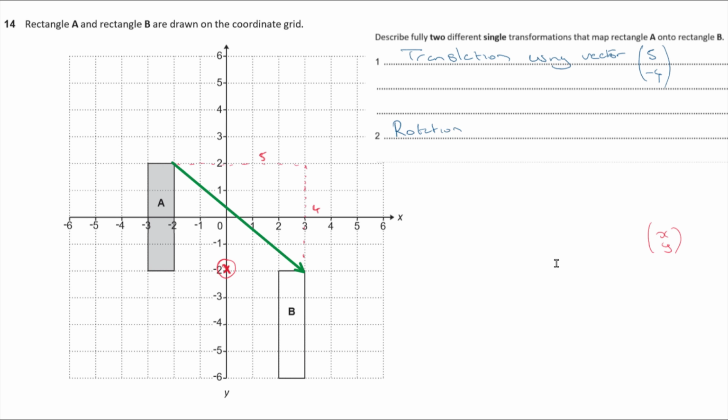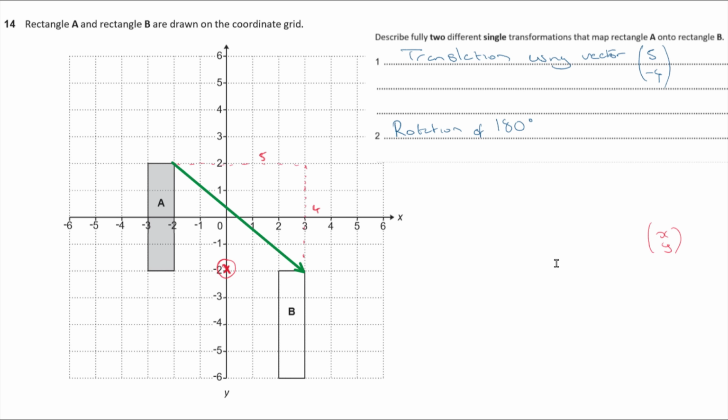Now, to describe a rotation, you need to name three things. You have to say it's a rotation. You need to say about which point and how far. So how far am I rotating? It's 180 degrees. Now, normally you'd have to say a direction, either anti-clockwise or clockwise, but for 180 degrees, it doesn't matter which way around you go, you end up in the same place. So you can just write down 180.